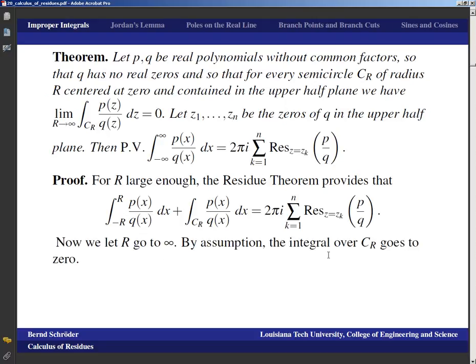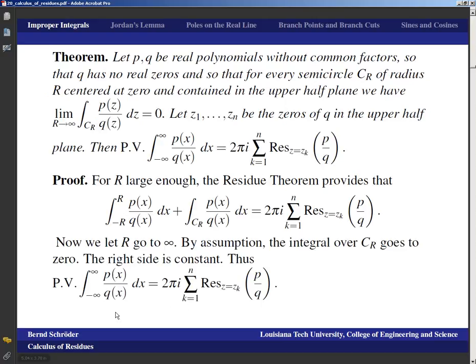Now we let r go to infinity, and by assumption, the integral over C_R goes to 0. That's this assumption up here. And the right side, of course, is constant. Once we've captured all the residues, there's nothing happening here anymore. That means the principal value, which is the limit of this as r goes to infinity, is 2 pi i times the sum of the residues of the quotient p over q in the upper half plane, and that's already it. So the theorem isn't that difficult, but it's a good starting point in this very typical idea that you take an interval on the real line and you close it with a complex contour, and semicircles are often the most typical ones. Every so often you use something like squares or rectangles.